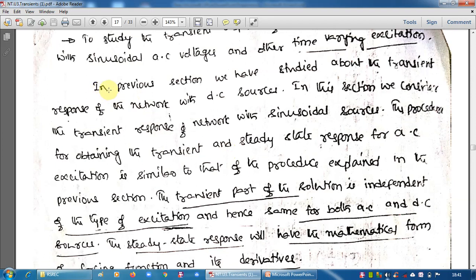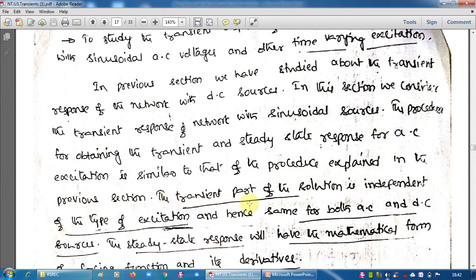You see here, as I mentioned here, the procedure for obtaining the transient and steady state response for AC excitation is similar to that of the procedure explained in the previous section. Previous section means DC section. So the procedure is same.